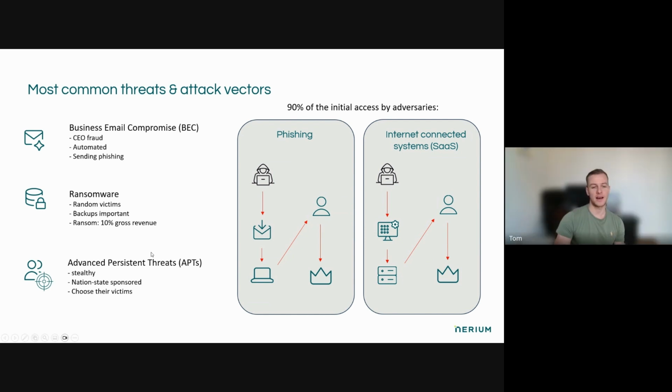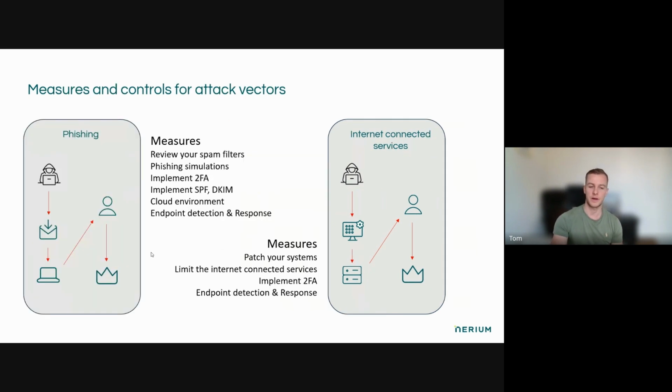Yeah, sure. I'll give you some measures for these two common attack vectors, so the phishing and the internet-connected systems, but also talk about more general improvements and ways to get your cyber resilience to a good level.